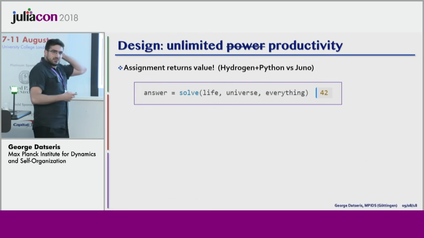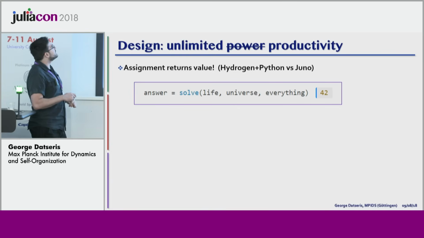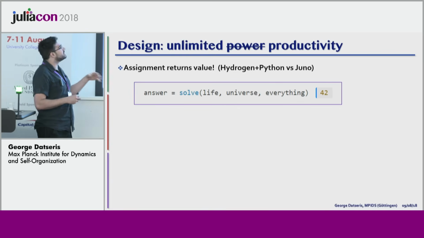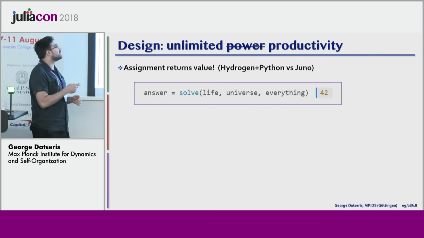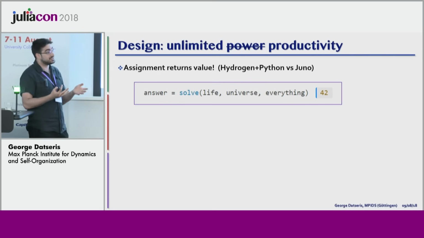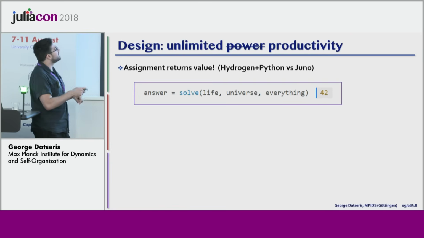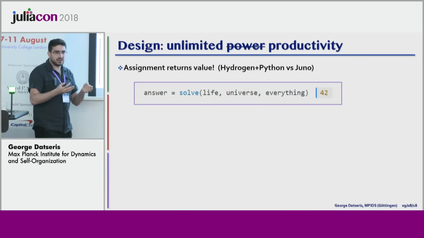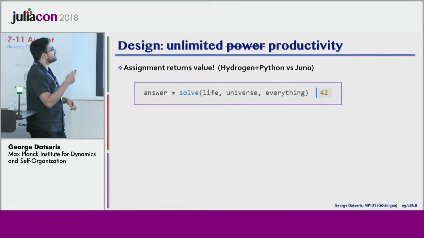So now let me give you some examples that brought me very, very big productivity. And so what I will do here is I will actually compare using Hydrogen and Python in the Atom editor with using Juno and Julia. So let's say I want to solve the life, the universe, and everything, and I assign the answer to this variable answer. So I type exactly this thing in Julia. I type it, I press Shift and Enter, and the answer pops up here. I know the answer, which is kind of important, and then I carry on doing my science with other stuff.